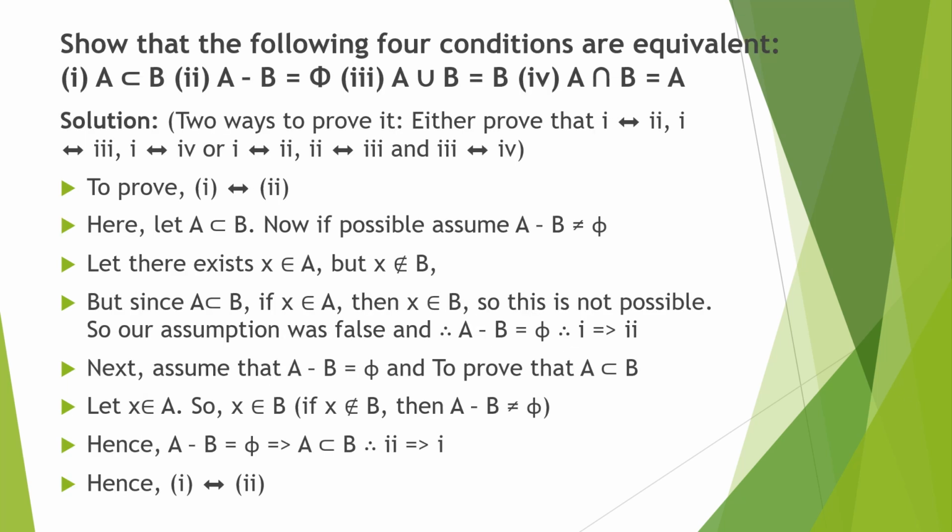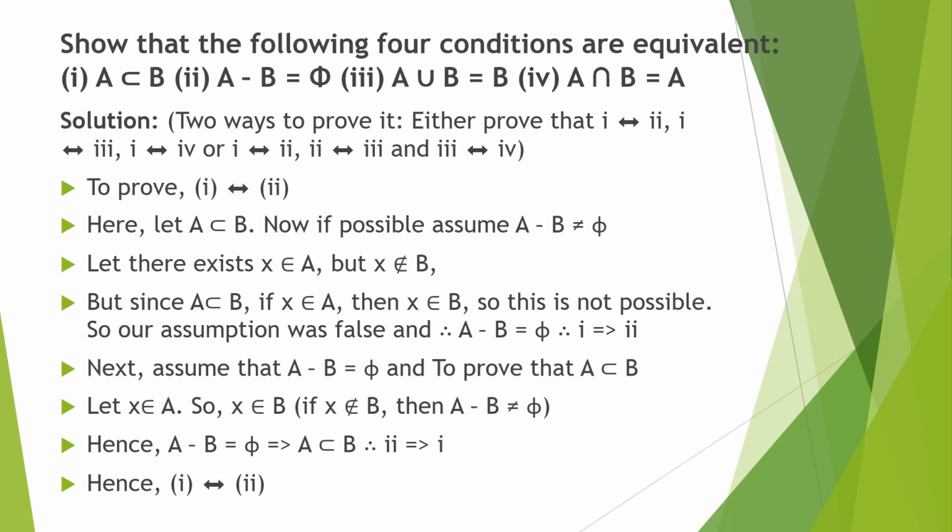In the next example, it is said: show that the following four conditions are equivalent. The four conditions are A subset B, A minus B is the null set, A union B is B, and A intersection B is A. Now remember, when you want to prove that statements are equivalent, there are two ways. Either you prove that 1 double implies 2, 1 double implies 3, and 1 double implies 4. Or you can prove 1 double implies 2, 2 double implies 3, and 3 double implies 4.